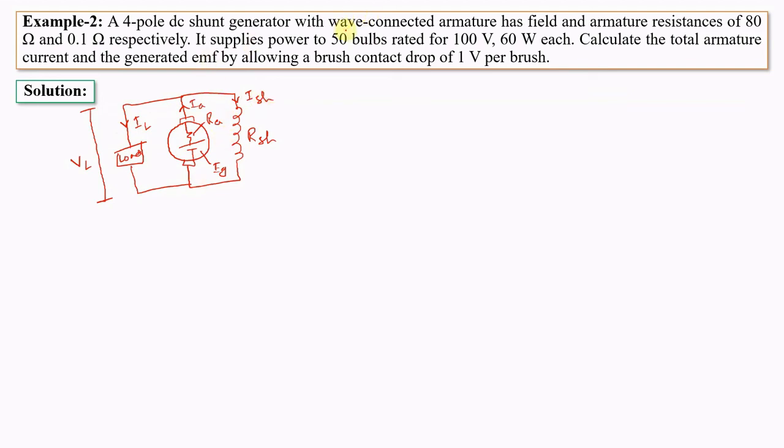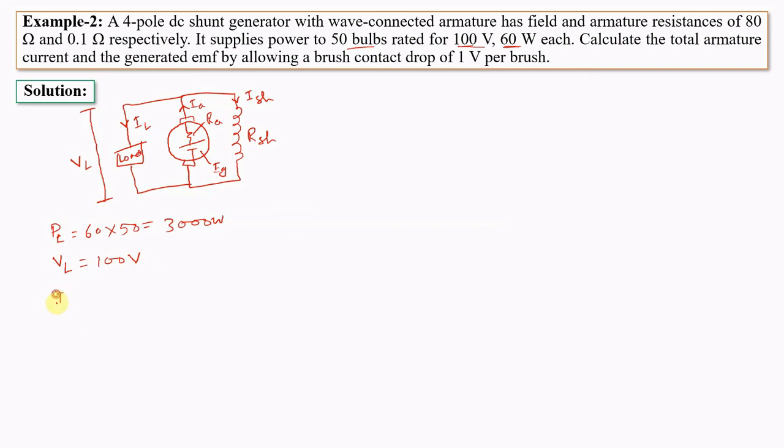Now here the number of bulbs is 50 and the rating of each bulb is 100 volt, 60 watt. Therefore, the total output power will be equal to 60 into 50, that is 3000 watts. This is the total output power because there are 50 bulbs and the power rating of each bulb is 60 watt. As the bulbs are connected in parallel and the rating of each individual bulb is 100 volt, therefore the voltage across the load will also be equal to 100 volt.